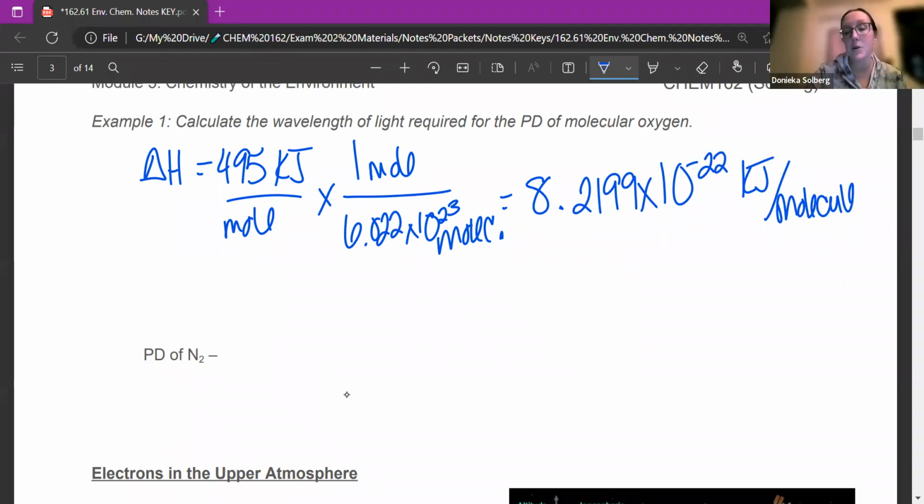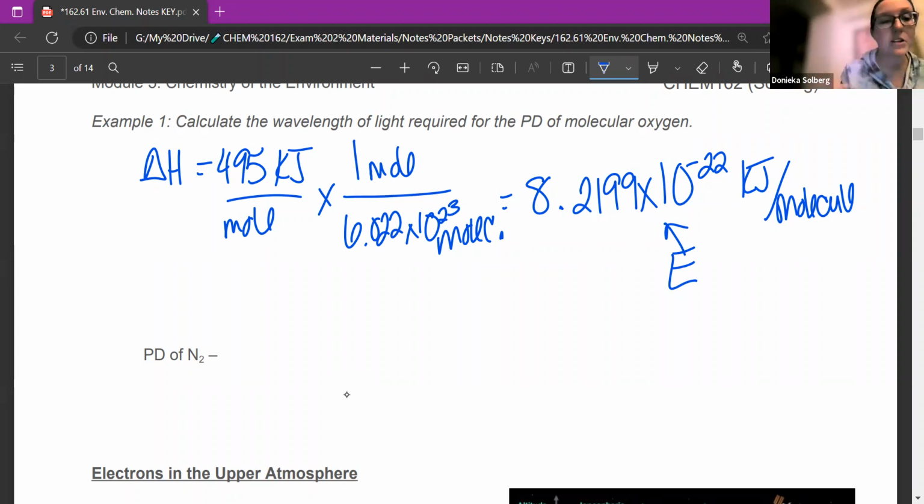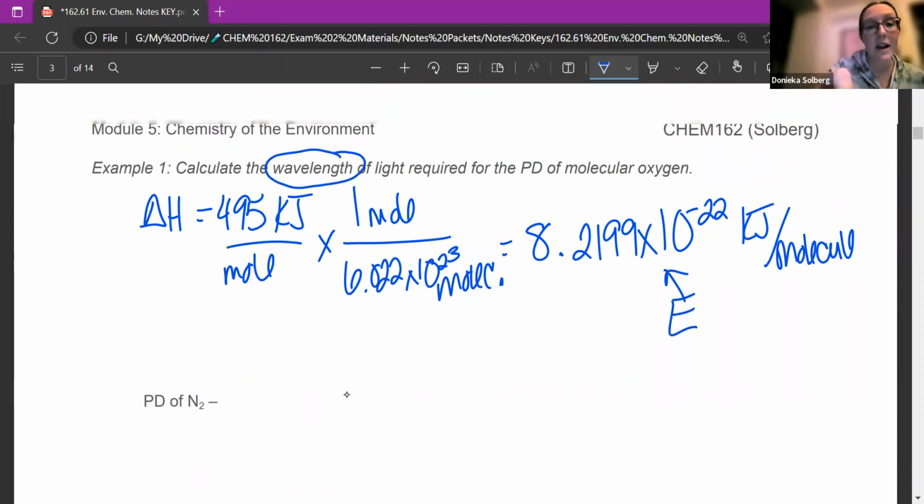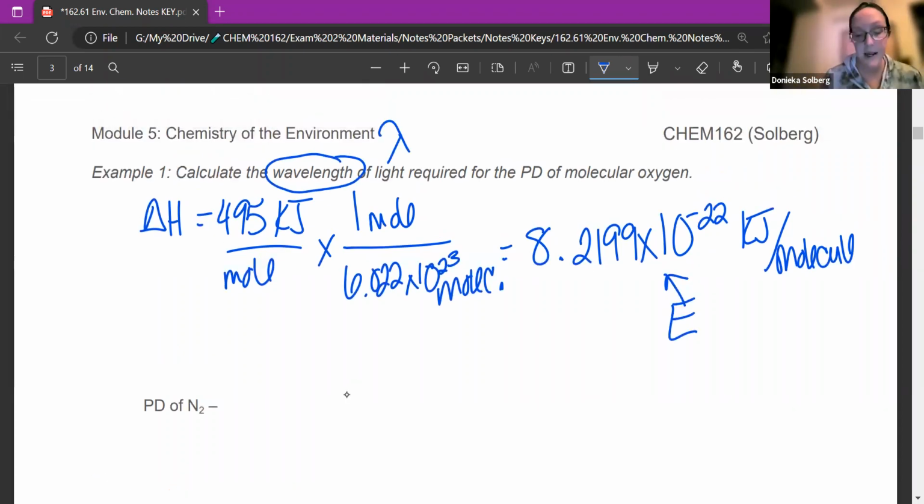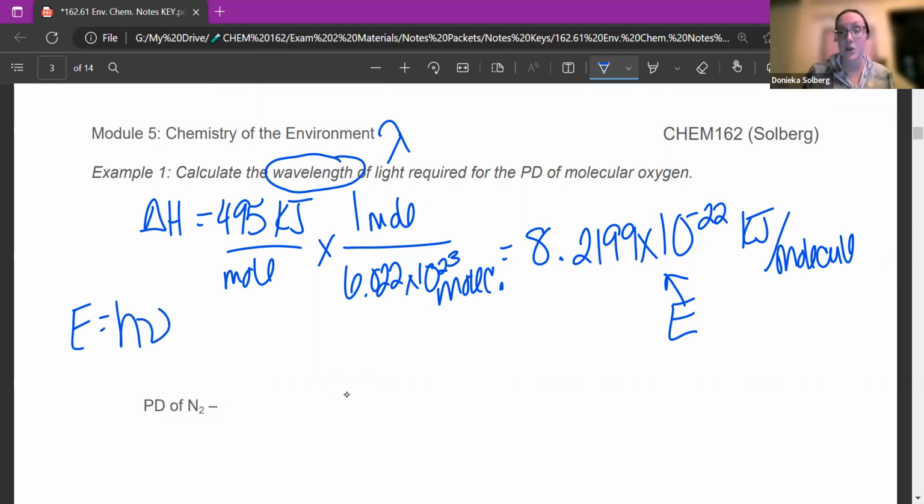So now that I've got it per molecule, this is the E in my equations. Well, what am I trying to find? It says calculate the wavelength of light. Now, you do need to know wavelength is lambda. Lambda and E are not in the same equation, so I am going to have to use both equations. I have E. So first thing I'm going to do is E equals h nu and solve for nu. And then I'm going to plug this into c equals lambda nu and get my lambda. So I'm going to walk through that really quick here. Or if you've got the algebra, go ahead and skip ahead.